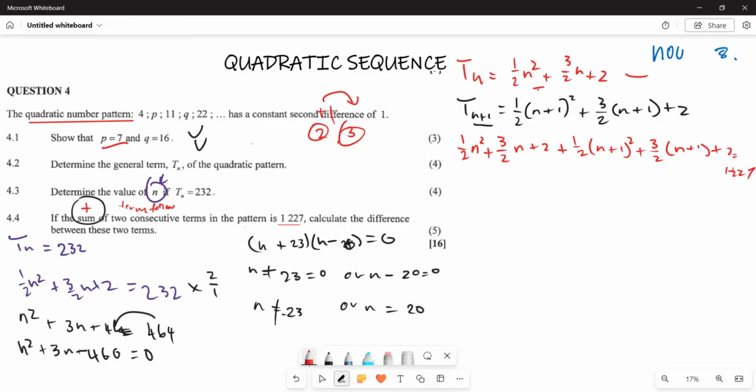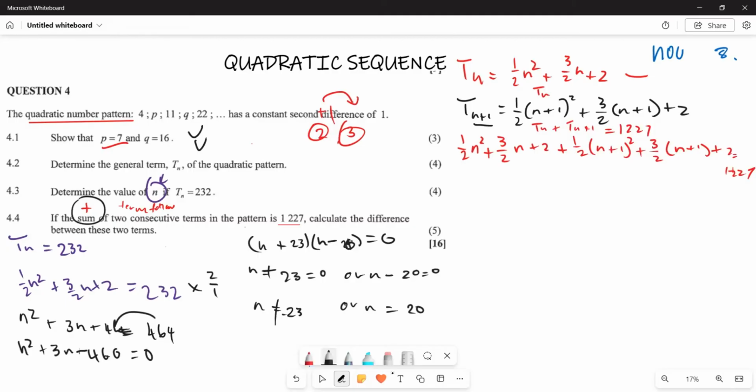So basically that's what they are telling. They are saying Tn plus Tn plus 1 is equal to 1,227, isn't it so? So basically that's what they are telling us. Now we are going to move swiftly along and try to find out how we can solve this. So for us to solve this, let's see.